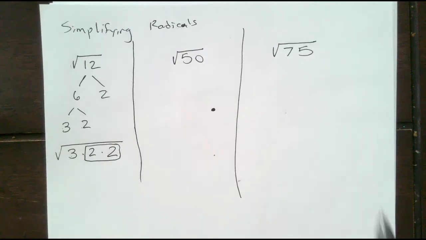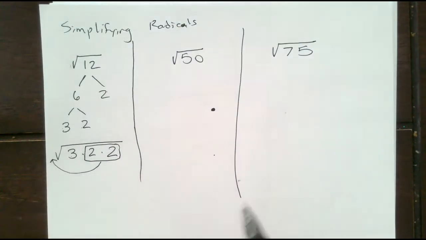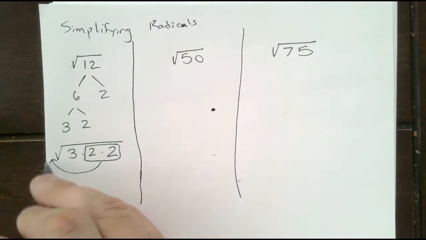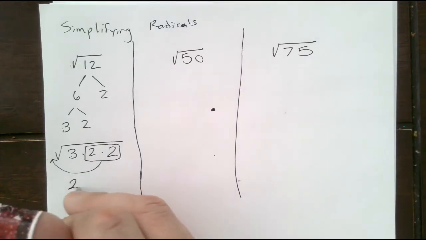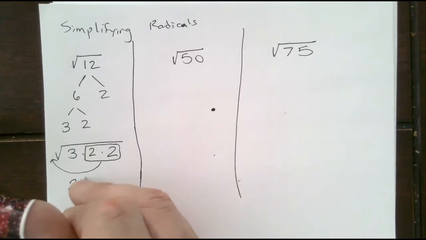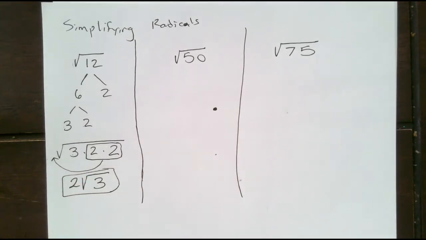What you're going to do with that pair of 2s is bring it out in front of the radical. We only bring one of the numbers out in front of the radical and the other number just disappears into oblivion. I'll show you where it goes in a minute. But this becomes 2 square root of 3, and that's your answer.